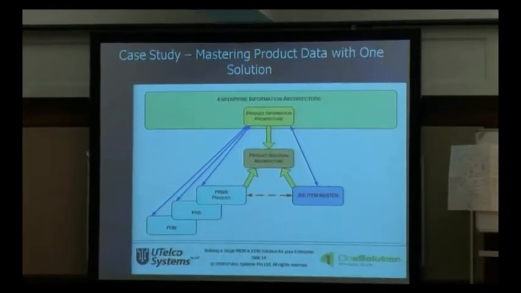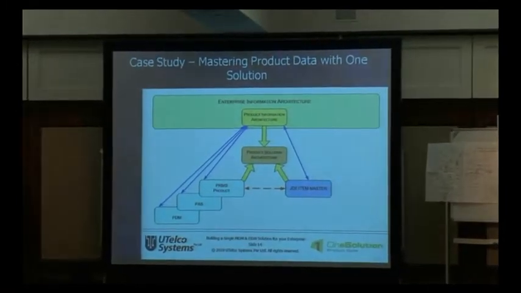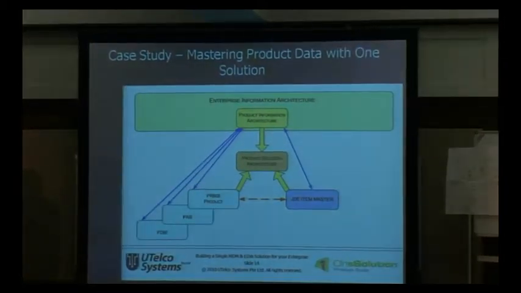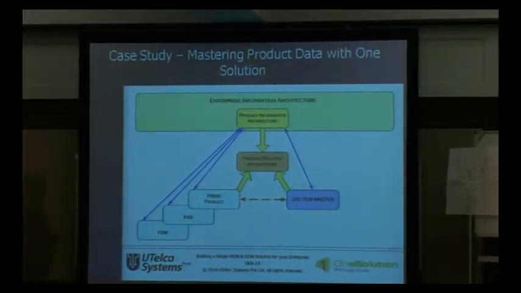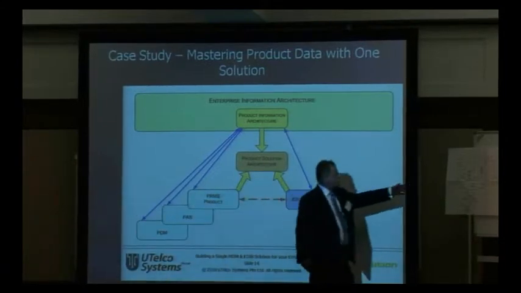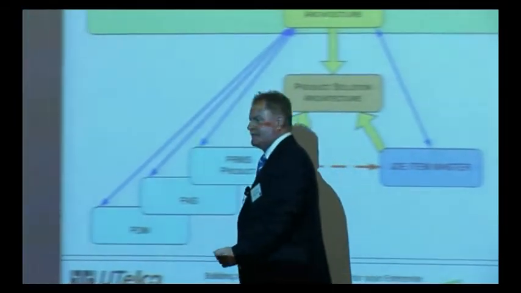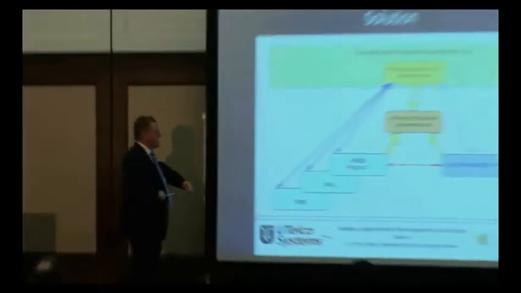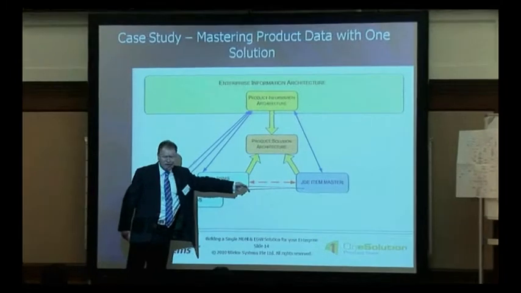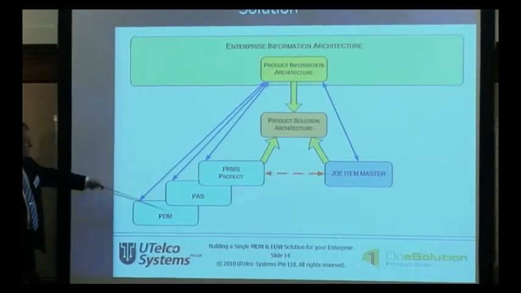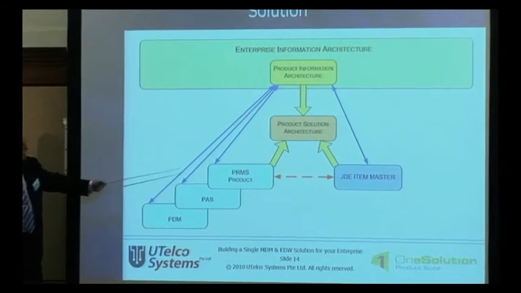So here's how we mastered product data with one solution. We have our enterprise information architecture based on the enterprise services model. We have a product information architecture, which essentially is our integrated product logical data model, as it's called, the product schema. Clearly understood, all business rules defined, the functional scope clearly defined. We have our target ERP manufacturing application. We have a number of product master data management applications.